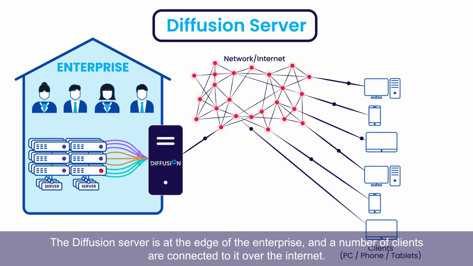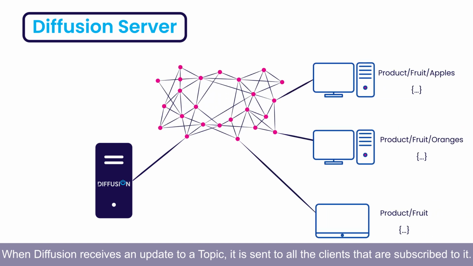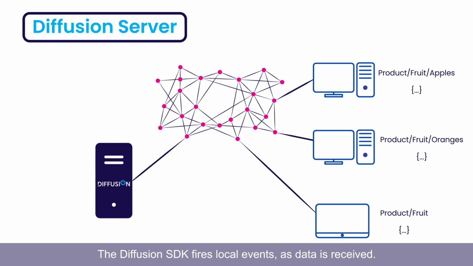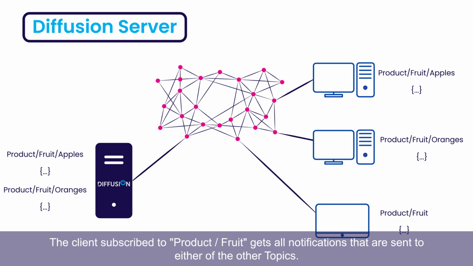The Diffusion server is at the edge of the enterprise, and a number of clients are connected to it over the internet. When Diffusion receives an update to a topic, it is sent to all the clients that are subscribed to it. The Diffusion SDK fires local events as data is received. The clients on the right of the screen are subscribed to two levels in the hierarchy. The client subscribed to Product Fruit gets all notifications that are sent to either of the other topics.